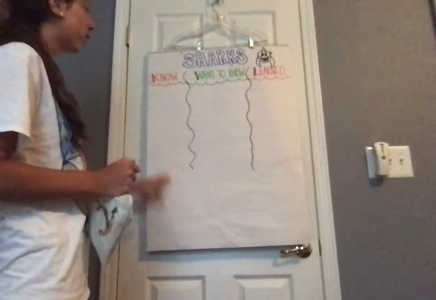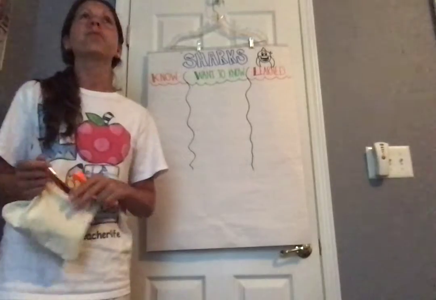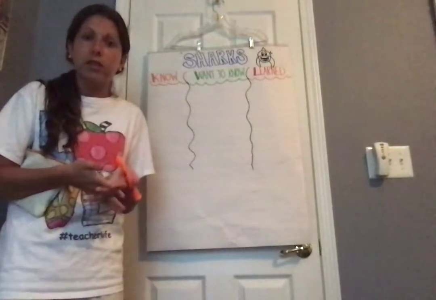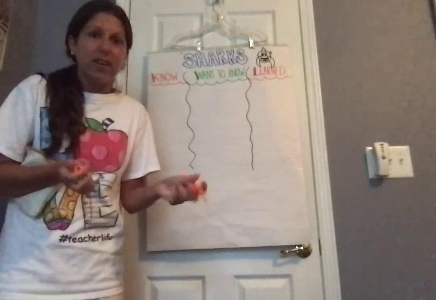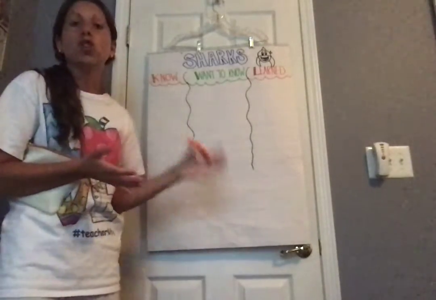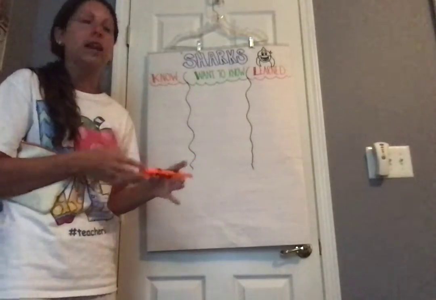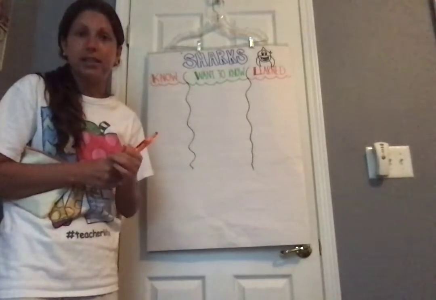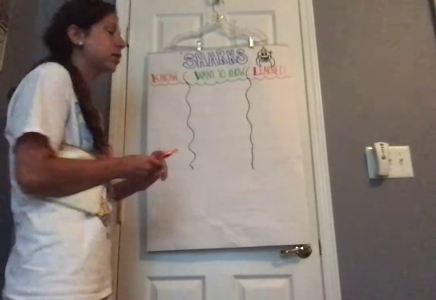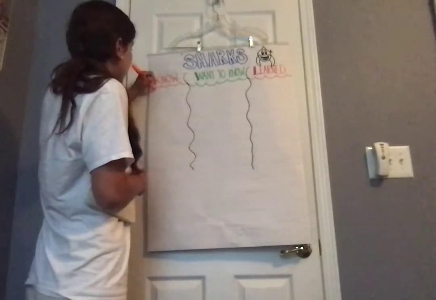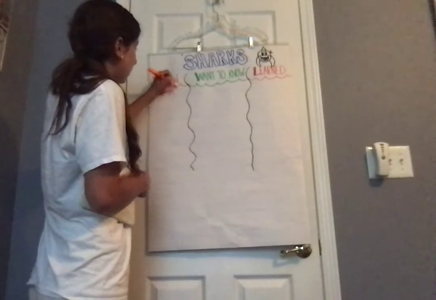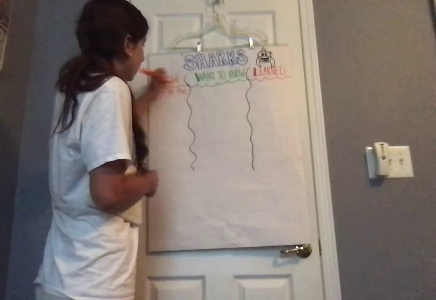So let's start with our K, which is our know. Now I'm asking myself, what do I know about sharks? Well, I know where they live, right? They live in the ocean. So all I'm going to do is jot that down on my anchor chart. It doesn't have to be full sentences. You can just make a bulleted list of things you know about sharks. So I know that sharks live in the ocean.